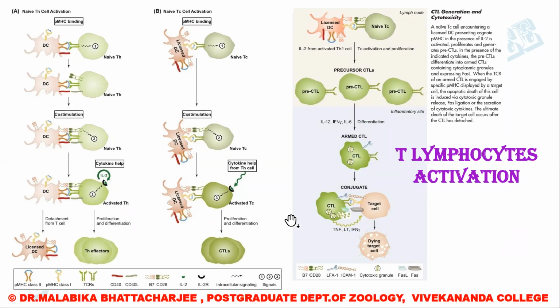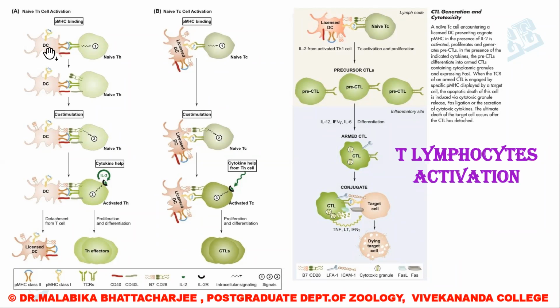This is basically a picture of how the T lymphocytes are activated. The extreme left column shows the activation of T helper cells. Then we have the activation of T cytotoxic cells. And the last column is a picture of the generation of cytotoxic T lymphocytes and the phenomenon of cytotoxicity. So let me start here.